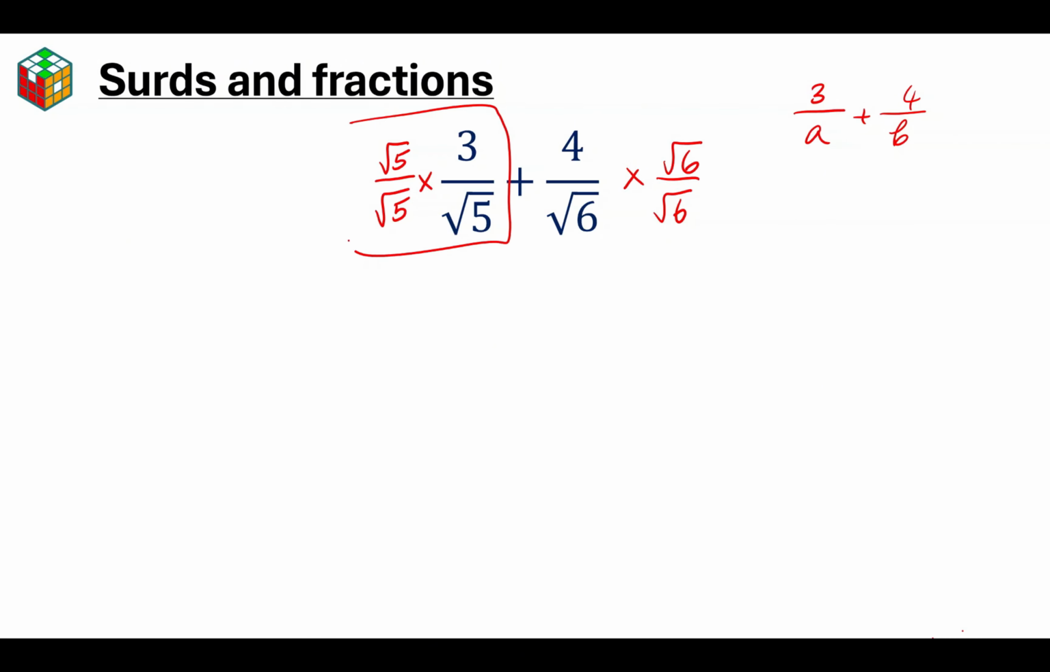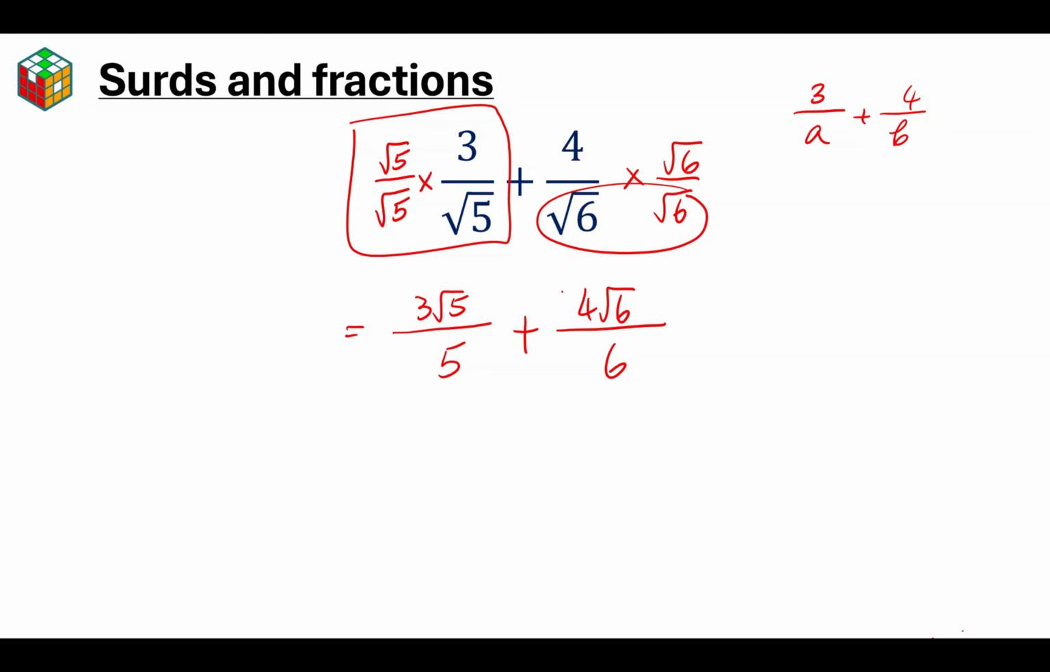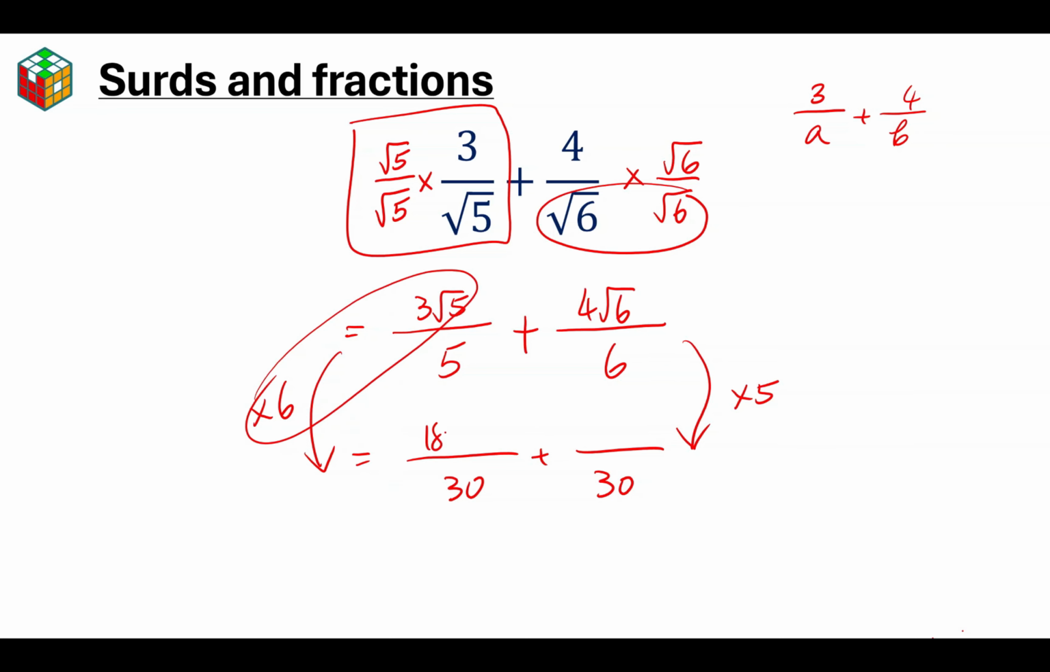Let's see what happened on the left hand side. Root 5 times root 5 is going to be 5, so 3 root 5 over 5. This one is 6, then 4 root 6 over 6. Then you can see that with fractions, I need the denominators to be the same. That will be 30. So to make the denominator 30, on the left hand side I times it by 6, and on the right hand side I times it by 5. Tidy that up. That will be 18 root 5, and this part is going to be 20 root 6.